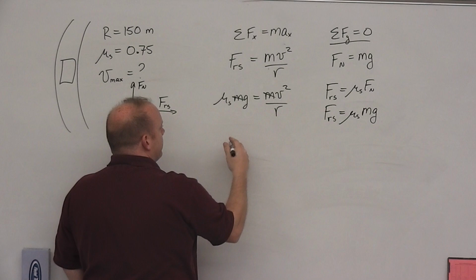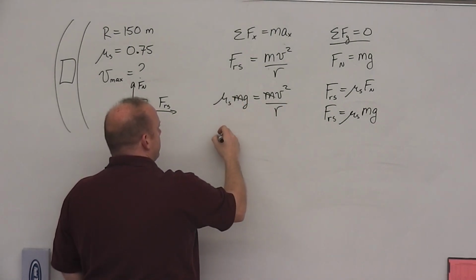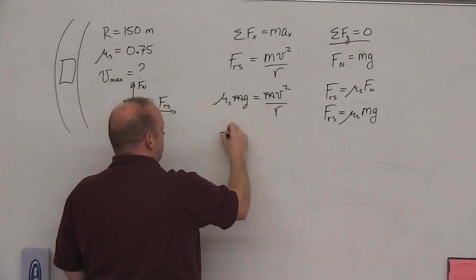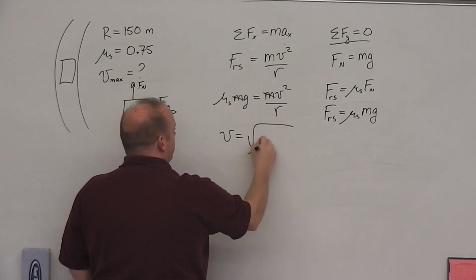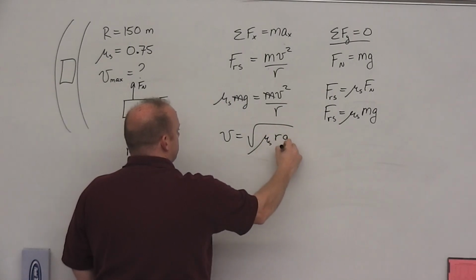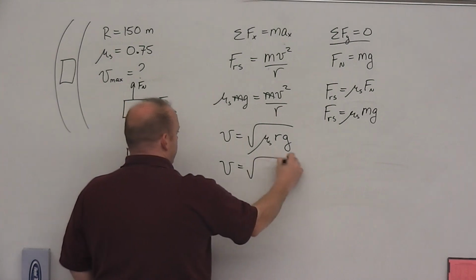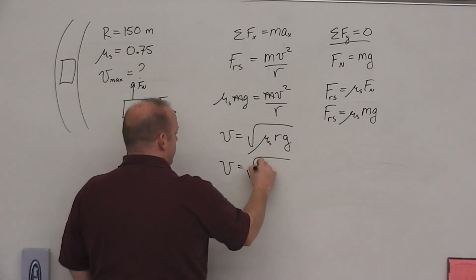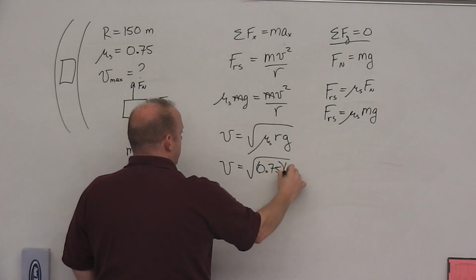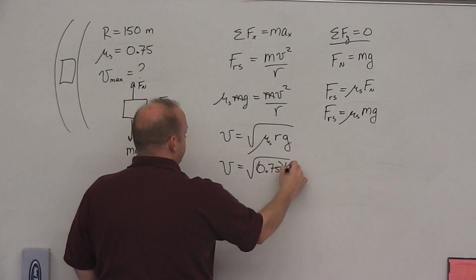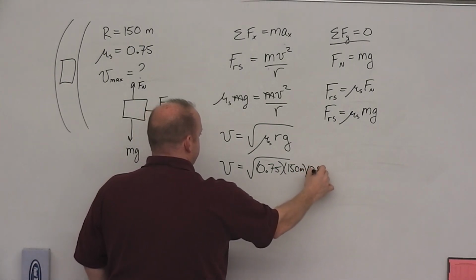So we're solving for v again. Now I multiply both sides by r, take the square root. So v is equal to the square root of μs r g. So v is equal to the square root of 0.75 times r, which is 150 meters, and g, which is 9.8 meters per second squared.